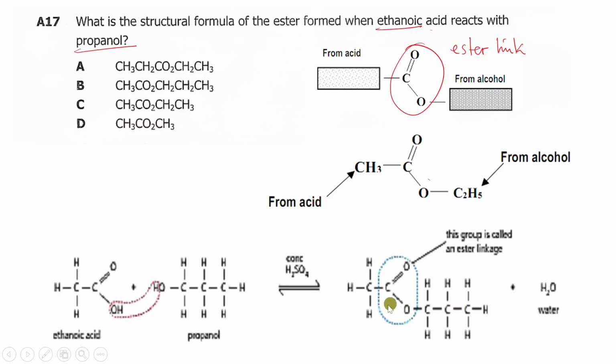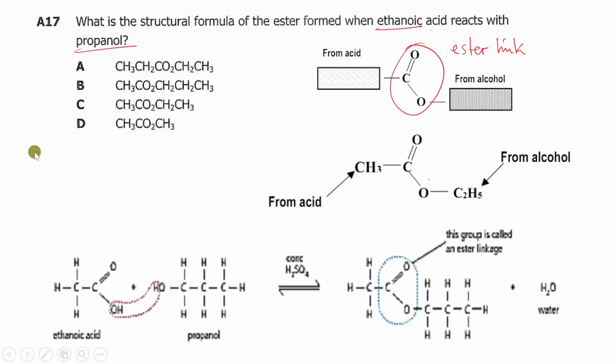By naming it, you start naming from the alcohol part. The formula is different. Writing the formula, you start with the acid, then you end with the alcohol. When naming, you start with the alcohol, you end with the acid. That's why this ester, if I were to be asked the name, would be propyl ethanoate. It will start with propan, propyl ethanoate.